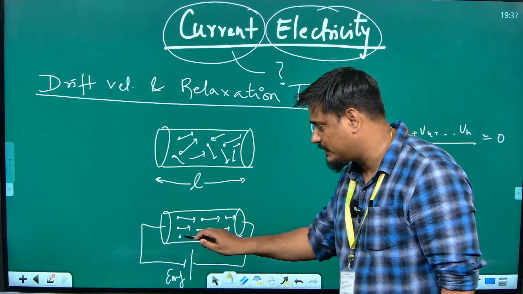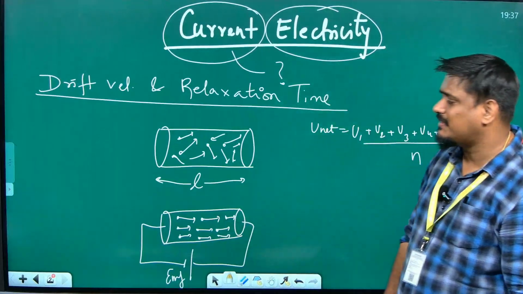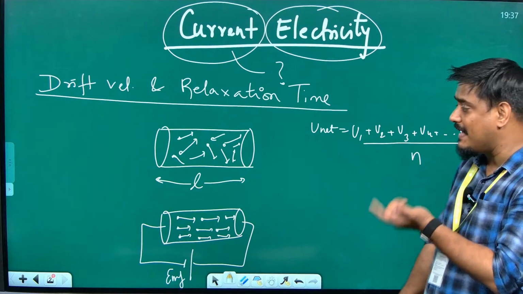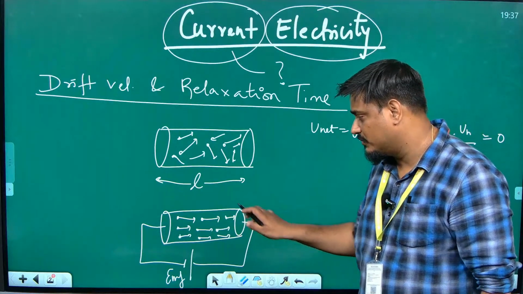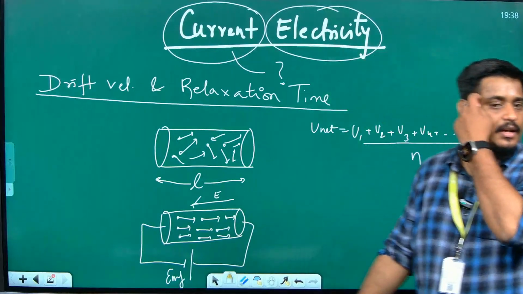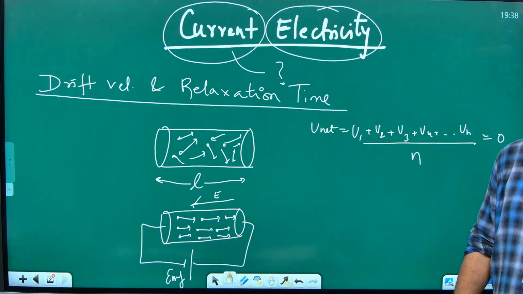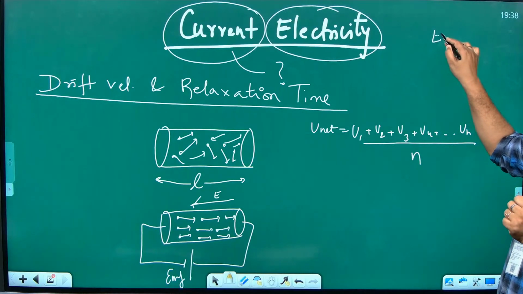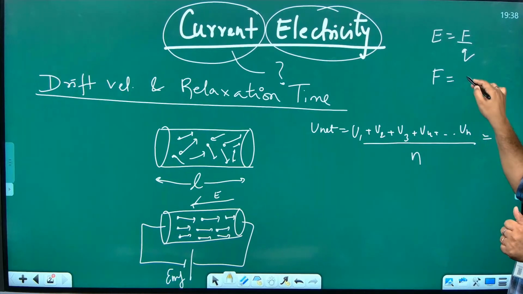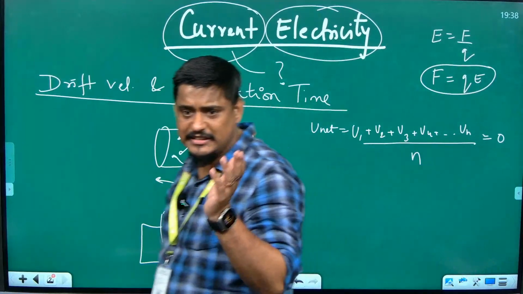Are you understanding this? To talk about drift velocity, I must realize that the moment I apply an electric field in this direction, a force starts to act on a charged particle. In the previous chapter you learned electric field is equal to F by Q. So F is equal to Q into E. Did you see it in the previous chapters?